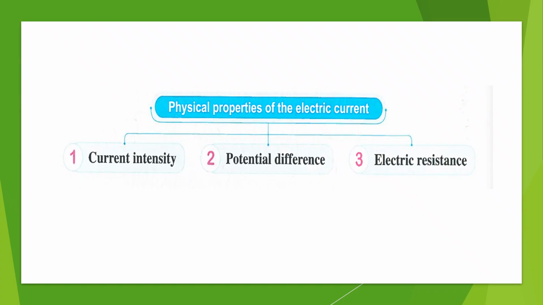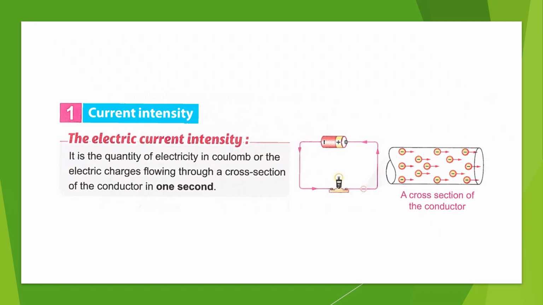What are the properties of the electric current that we are going to study in our lesson? We study the first property, which is the current intensity, then the potential difference, and the electric resistance. Let's get started. When I say this current is an intense current, I mean a very strong current.